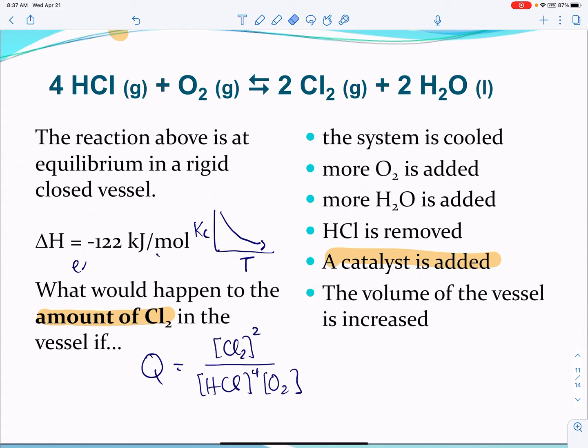And then the last one is the hardest one of these. We're going to change the volume of the container. We're going to increase the volume of the container. Pause the video and see if you can explain what will happen.